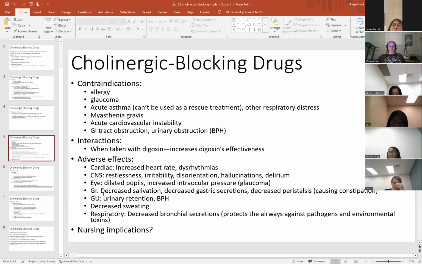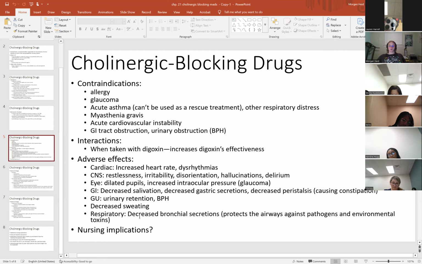And then with my GI tract, it's going to decrease salivation. Okay, so it does run the risk of making me dry. Okay, so it's going to dry you out. It's going to decrease my gastric secretions. All right, it's going to decrease peristalsis, which again is what we want in some cases, but it could slow it down too much, causing constipation or a bowel obstruction. Okay. It can cause urinary retention or BPH. Again, we want to help urinary incontinence, but we can go too far in the opposite direction and make it worse, okay? It's going to decrease sweating because, again, it's going to dry you out.